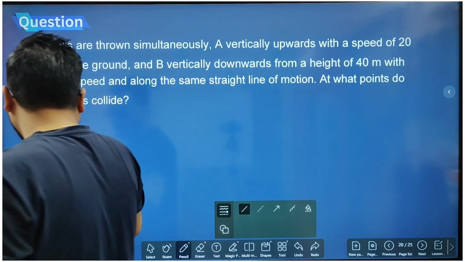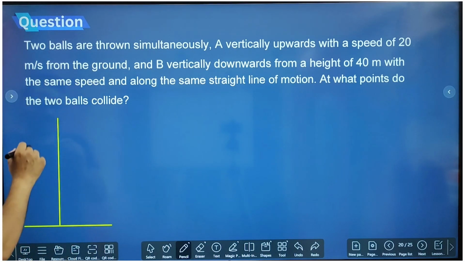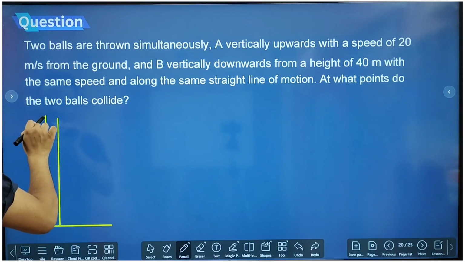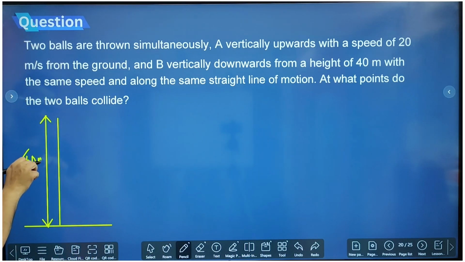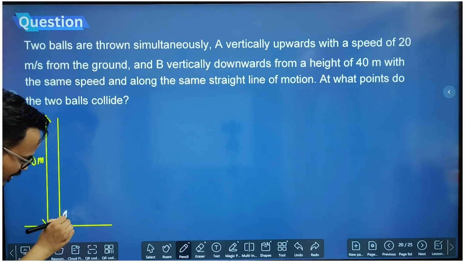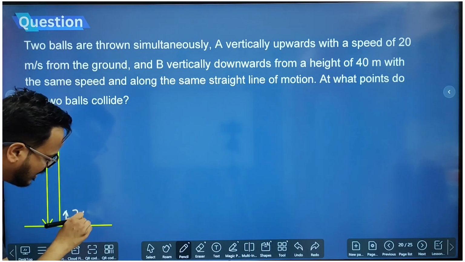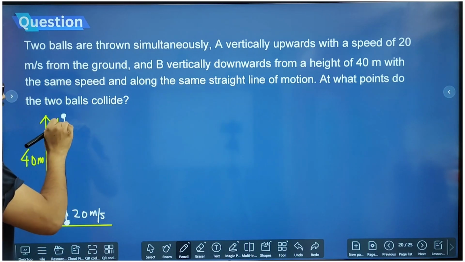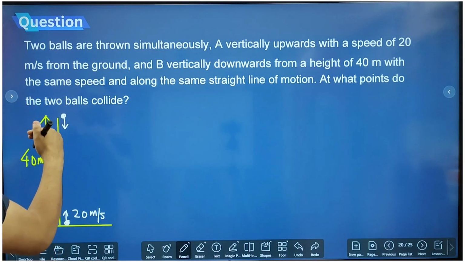It is given that there is a tower or something, tree, tower or anything of height 40 meter. And we have thrown a ball vertically upwards from the base of this tower with a speed of 20 meter per second, and at the same time we have thrown a body in the vertically downward direction from a height of 40 meter with the same speed.